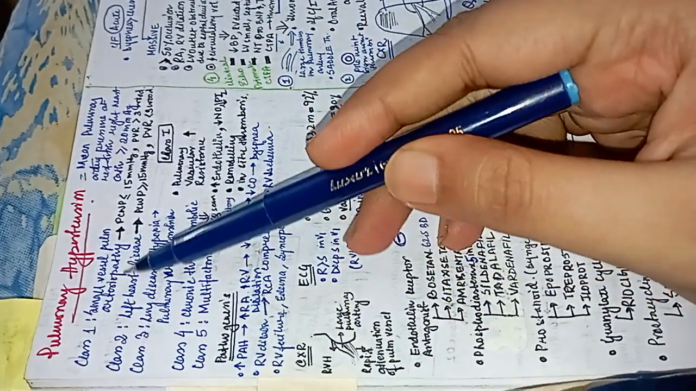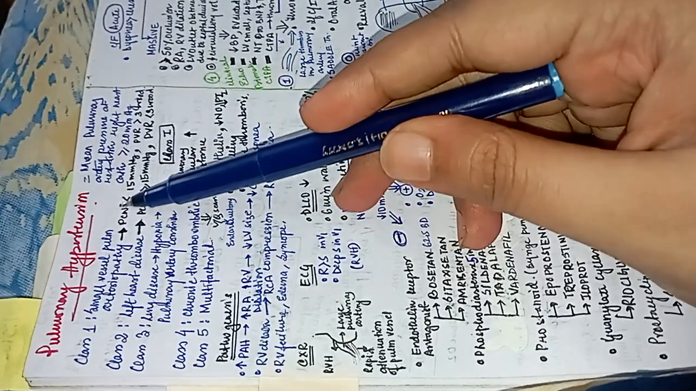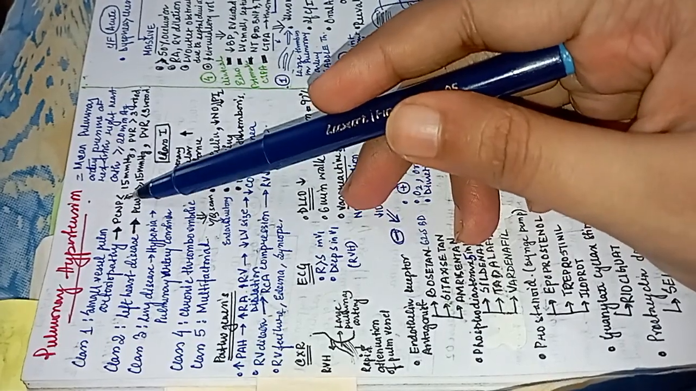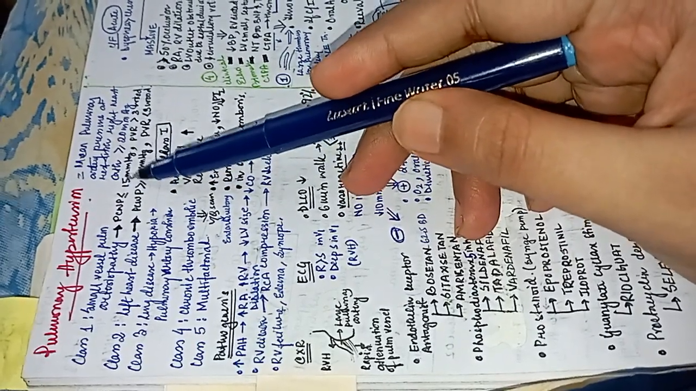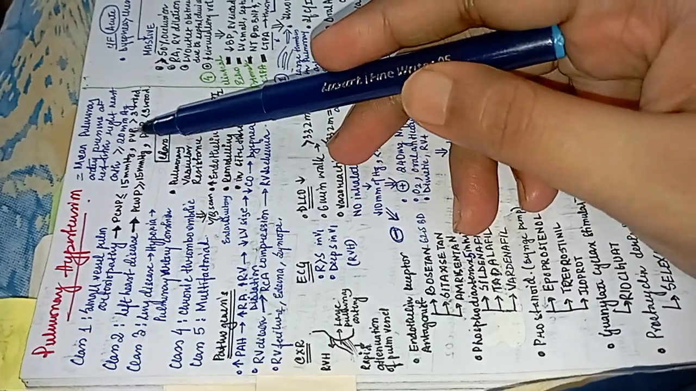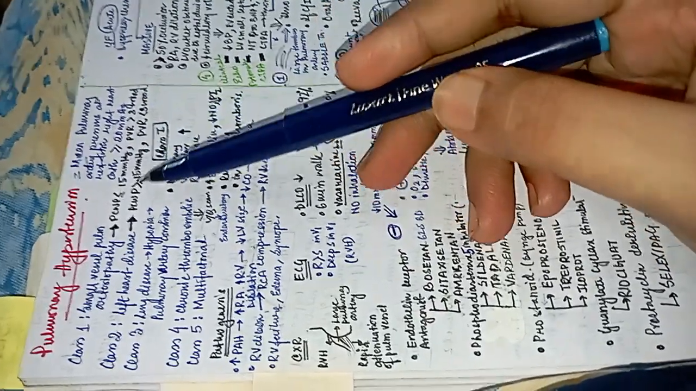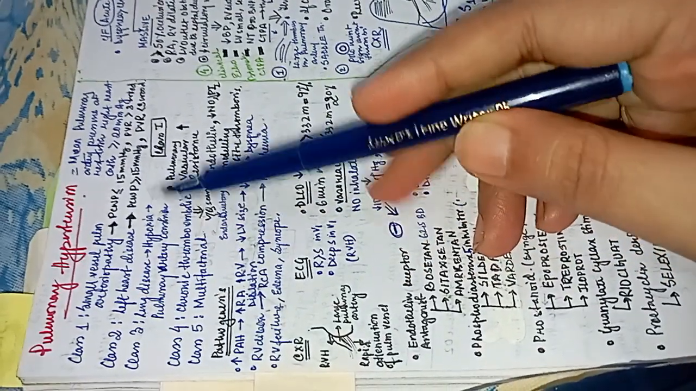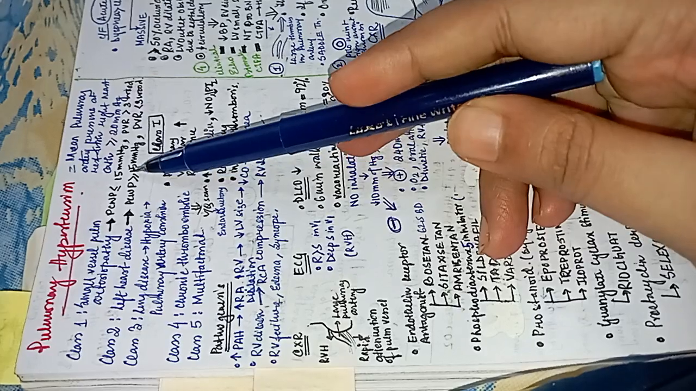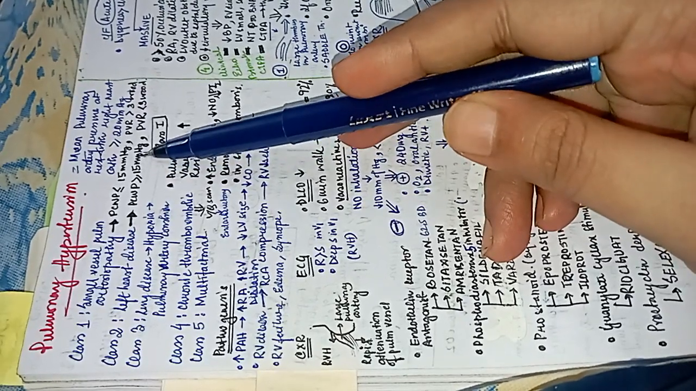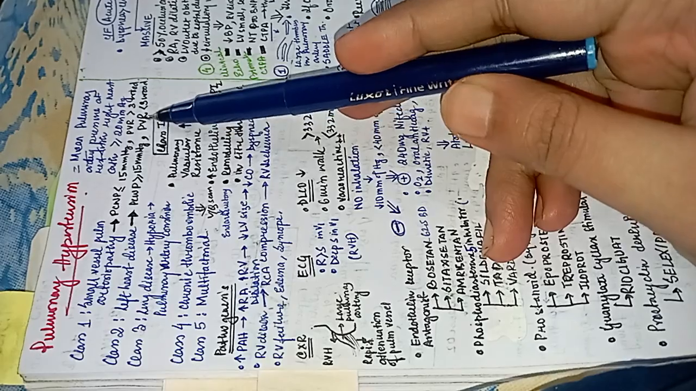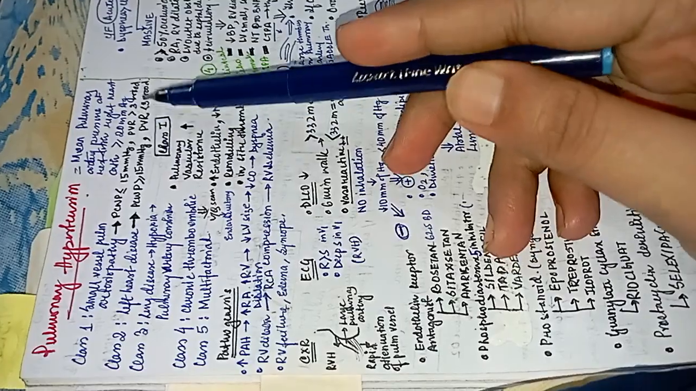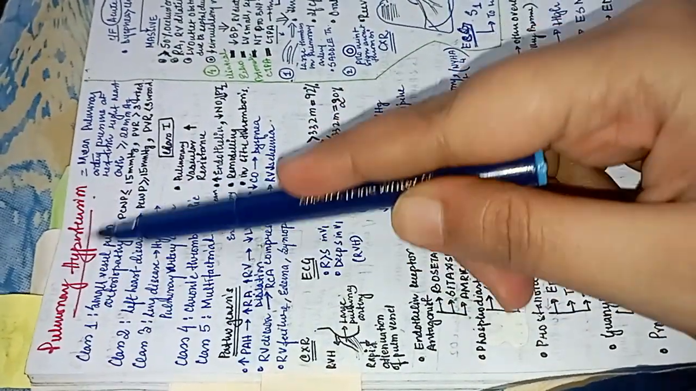Class 1 is small vessel pulmonary arteriopathy. It is when the pulmonary capillary wedge pressure is less than 15 mm Hg and the vascular resistance is more than 3 Woods. And class 2 is left heart disease. Pulmonary capillary wedge pressure is more than 15 mm Hg, and pulmonary vascular resistance is less than 3 Woods. Here the problem is in the pulmonary veins.